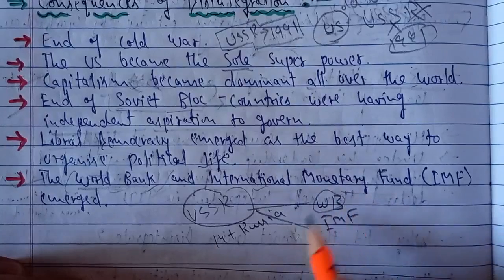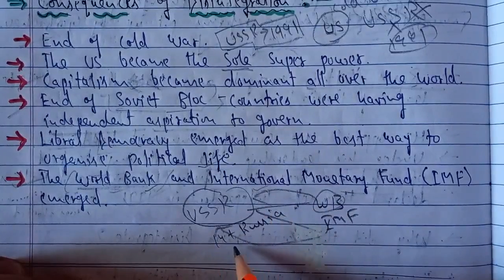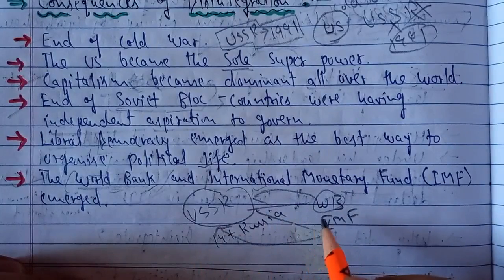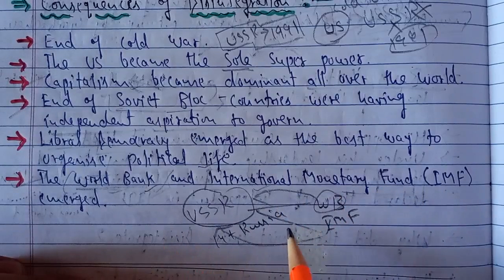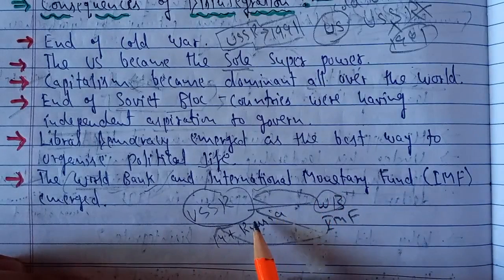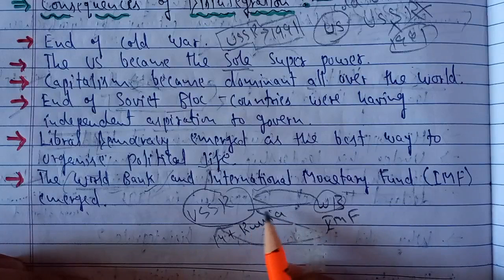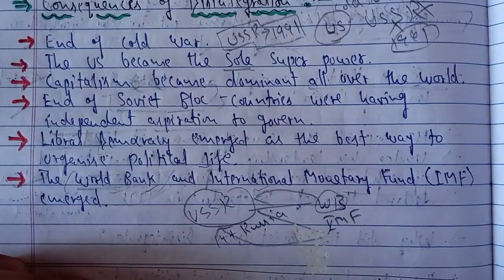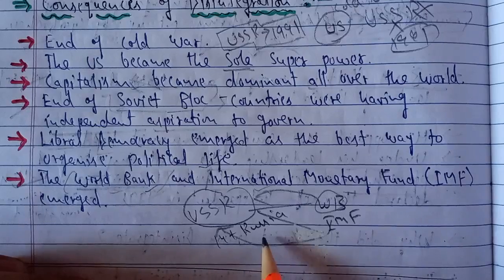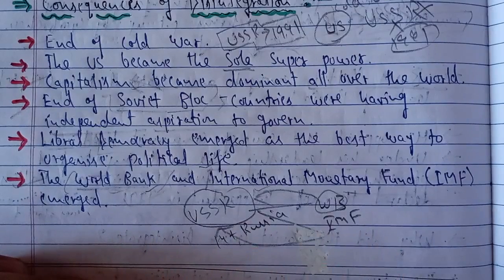So financial help was given to these 15 countries by the International Monetary Fund and World Bank. Which type of financial help? Most of these countries were making a transition from a socialist and communalist type of economy to a capitalist economy, and to make such a sudden change they needed a lot of economic help, and that economic help was provided to them by World Bank and IMF. Okay, so here they emerged.